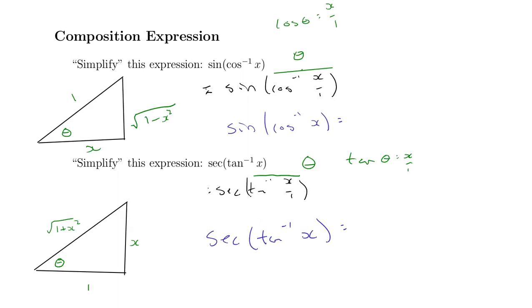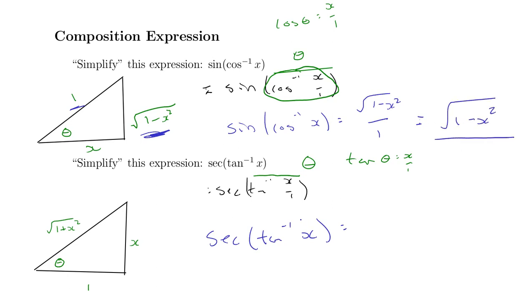So I started off and I said, hey, this thing right here, cosine inverse of x over 1, that's an angle. It's an angle where the cosine of that angle is x over 1. So I've drawn that. The adjacent side is x. The hypotenuse is 1. I use the Pythagorean theorem to fill in this third side length. Square root of the hypotenuse squared minus this other side length squared. So 1 minus x squared. So now if I want to find sine, it's just going to be opposite over hypotenuse. So this is the square root of 1 minus x squared over 1, or square root of 1 minus x squared.